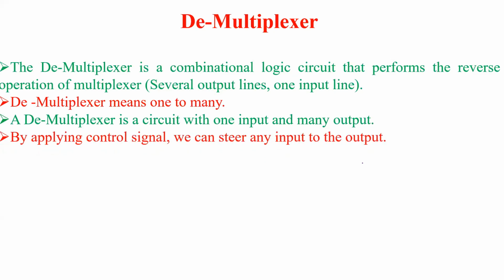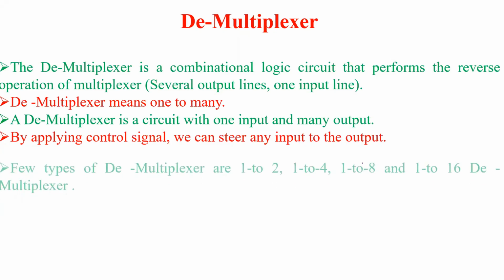And how are you actually doing it? We are doing it with the help of a control signal, and normally we use the term selection line for this.